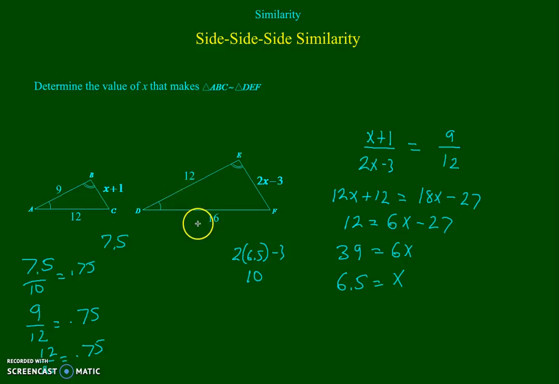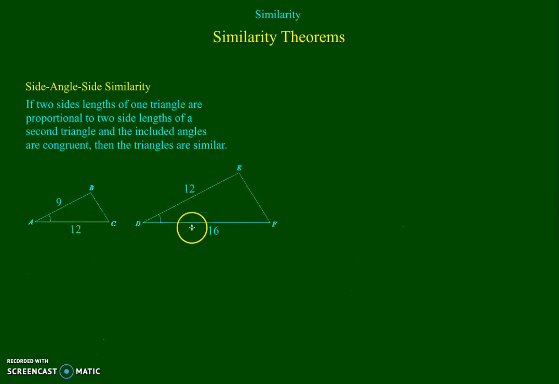And let's move on to the next topic now. Now we come to our third triangle similarity theorem, and that is the side-angle-side similarity theorem. If two side lengths of one triangle are proportional to two side lengths of a second triangle, and the included angles are congruent, then the triangles are similar.